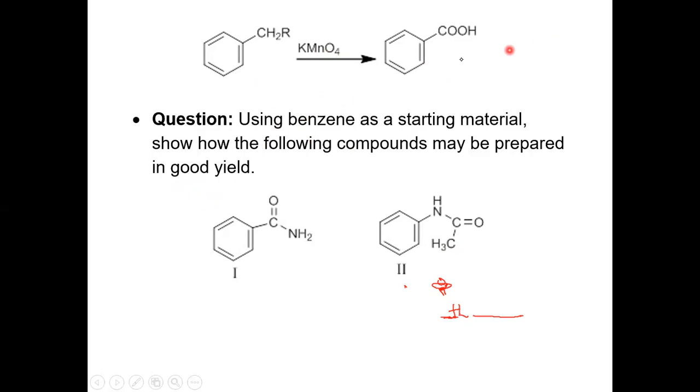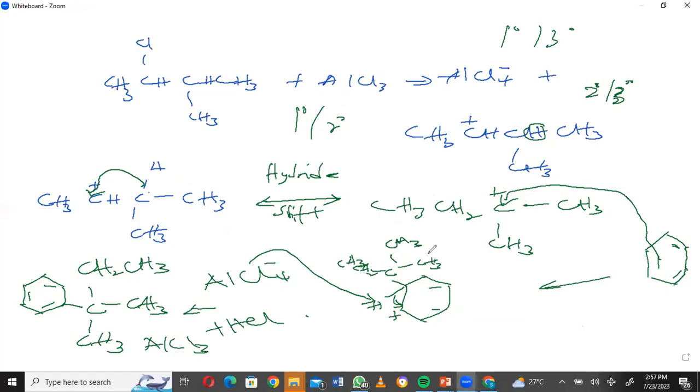Good. Now we have some questions to try our hands on. The first one, we have this starting material, benzene, and we should form benzamide and acetanilide. The first one we would solve on white sheets. Let's get a white sheet for benzamide.